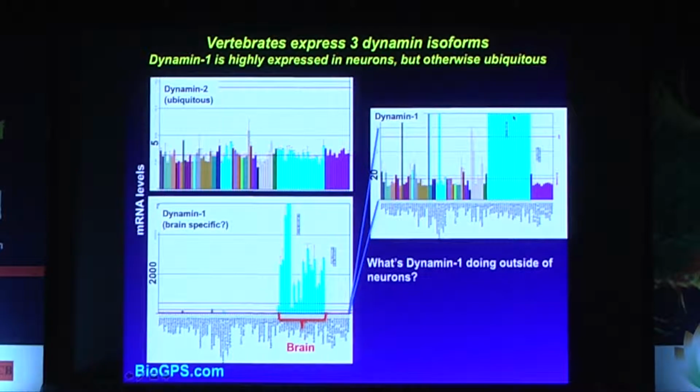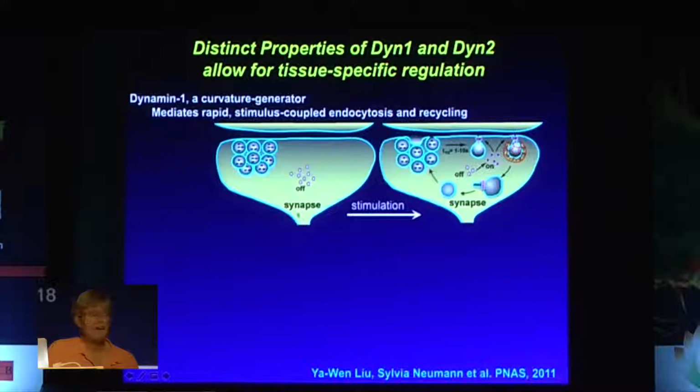So this made us ask, what is dynamin-1 doing outside of neurons, and how is dynamin regulated in these non-neuronal cells? Some years ago, we did some biochemical studies to look at the differences in biochemical properties between dynamin-1 and 2, and to summarize some very nice work by Yawen Liu and Sylvia Neumann in my lab. We showed that dynamin-1 is a potent curvature generator, that is, given a flat membrane or liposome, it can bind to that and squeeze that liposome into a narrow diameter. It's ideally suited for this very rapid endocytosis and recycling that occurs at the synapse, sometimes even in the absence of clathrin, and dynamin functions in this entire synaptic vesicle recycling pathway.